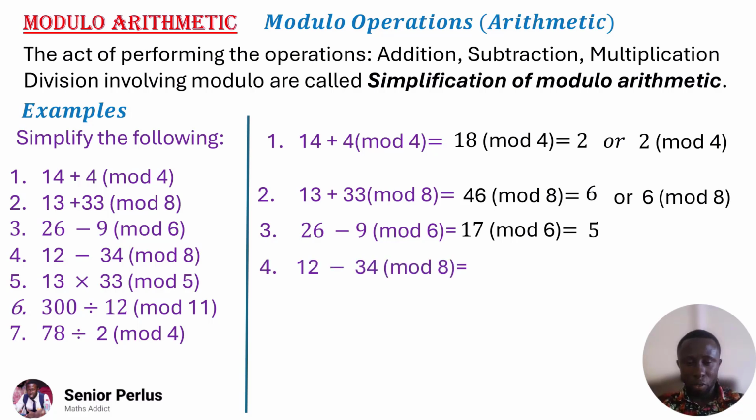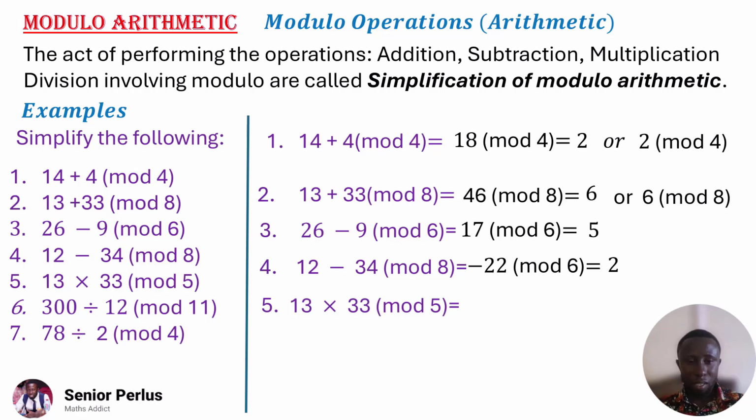12 minus 34 mod 8. So here we have negative 22 mod 8, and we deal with negative numbers. You have to add until you get a positive number. So negative 22 plus 8 plus 8 plus 8 until you get a positive number. I'm waiting for your answer. And this is the answer.